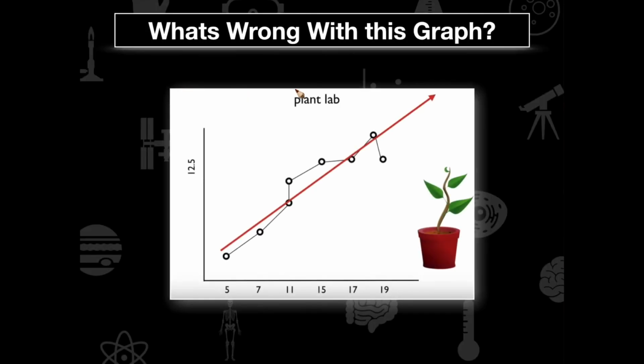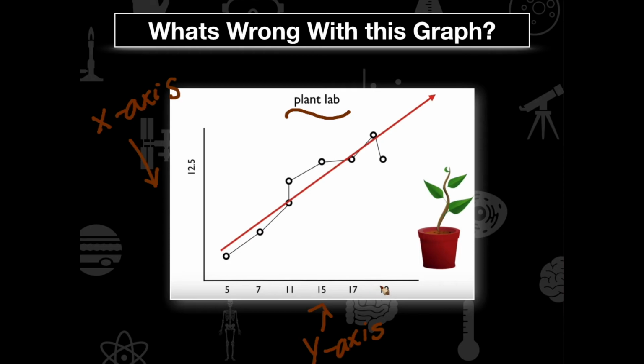Okay, so what's wrong with this graph? Well, the first thing I'm looking at here is it does have a title, but we might want to capitalize that. It's not a big deal, but maybe we want to capitalize plant and lab here. The second thing, the big thing that I'm seeing, is our x-axis is not labeled. And over here, our y-axis is not labeled. That's a problem because I don't really know what data points I'm comparing here.